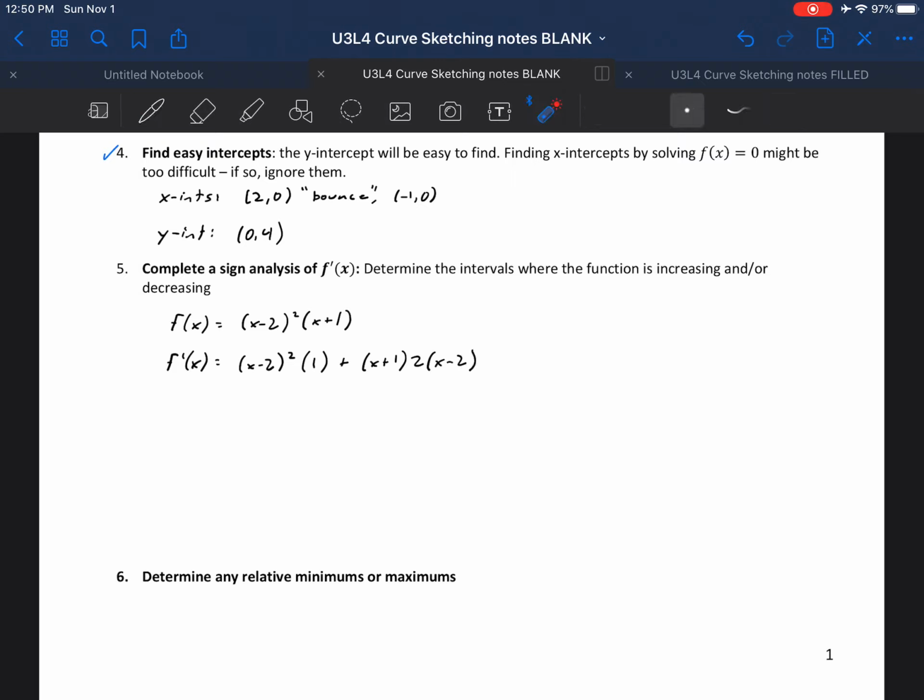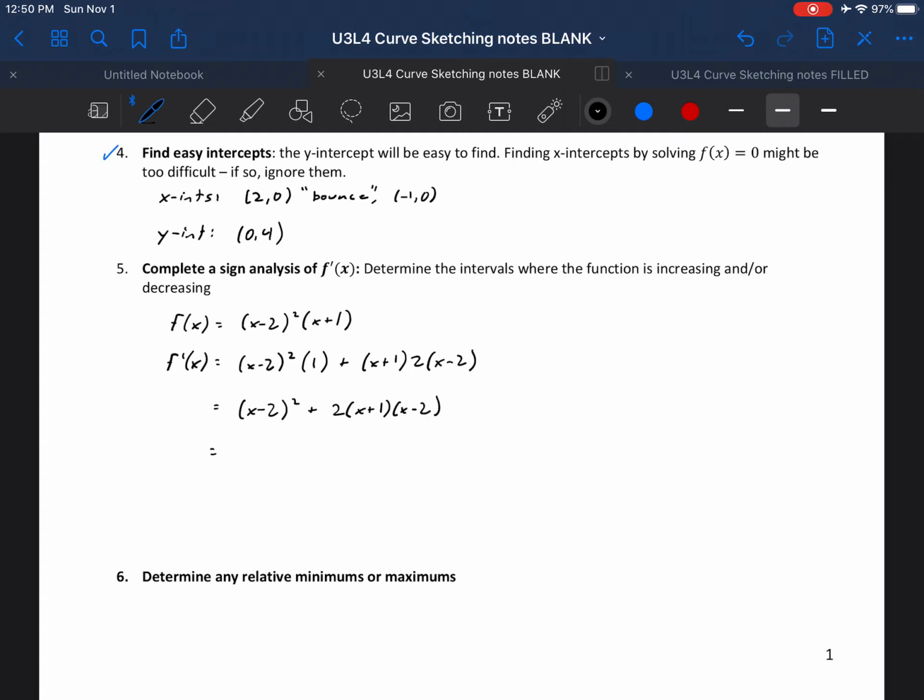Okay, so here's my first, 1 is the derivative of the second, here I've copied the second, and 2 times x minus 2 to the first times 1 is the derivative of the first. Okay, I want to get this in factored form ideally so I can make it easy to analyze. So this is equal to x minus 2 quantity squared plus 2x plus 1 times x minus 2.